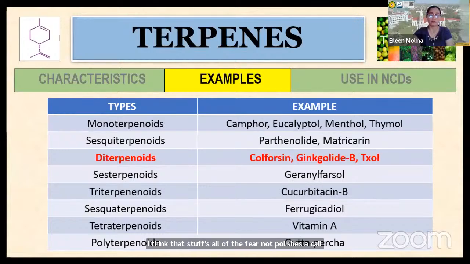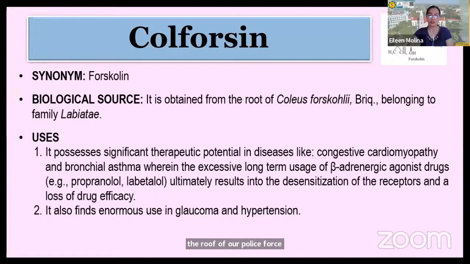Colforsin, or forskolin, is obtained from the root of Coleus forskohlii. It possesses significant therapeutic potential in diseases like congestive cardiomyopathy and also bronchial asthma, wherein the excessive long-term usage of beta-adrenergic agonist drugs such as propranolol and labetalol ultimately results in the desensitization of the receptors and a loss of drug efficacy. Therefore, this colforsin is a very significant agent.